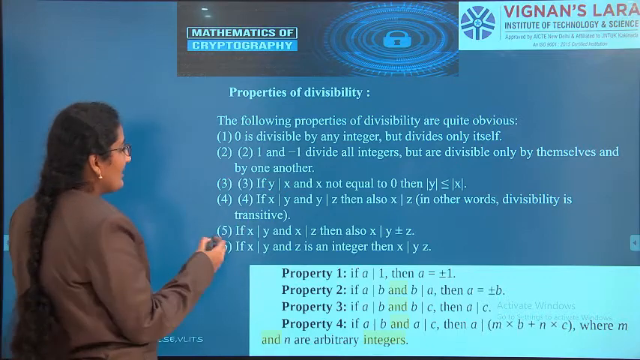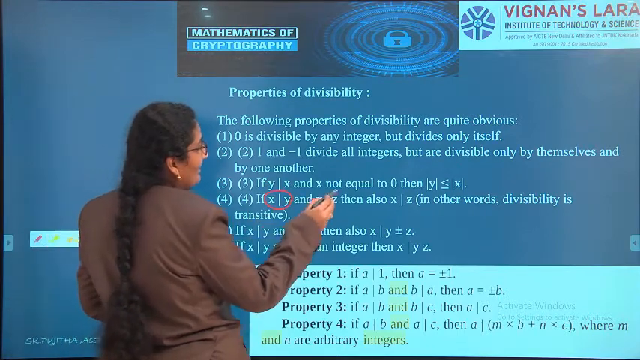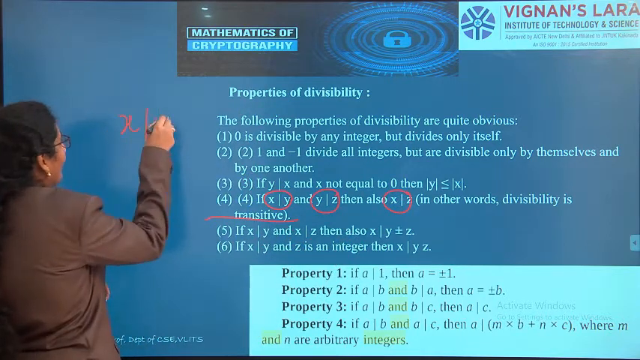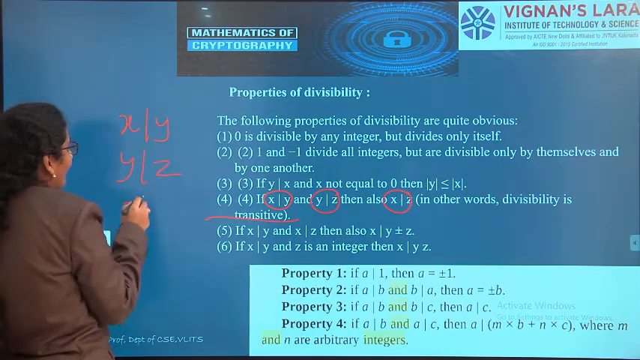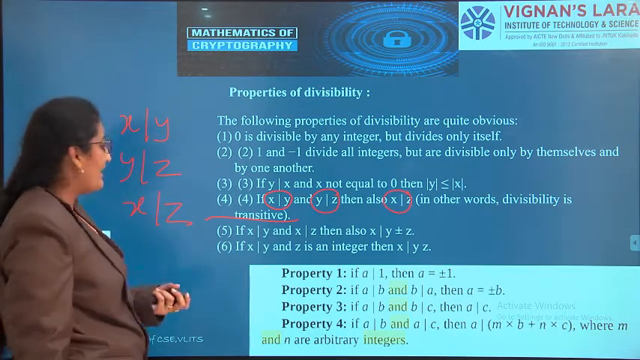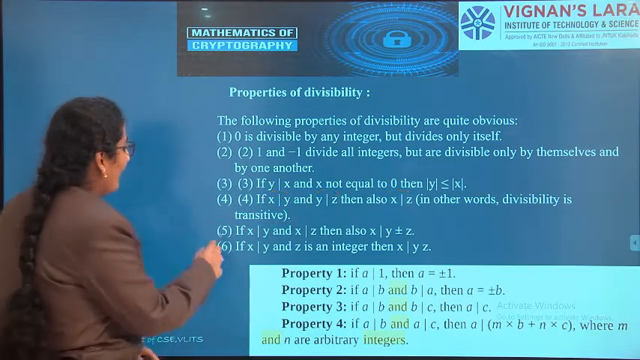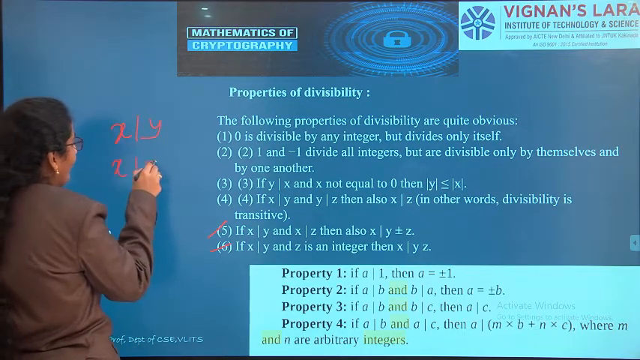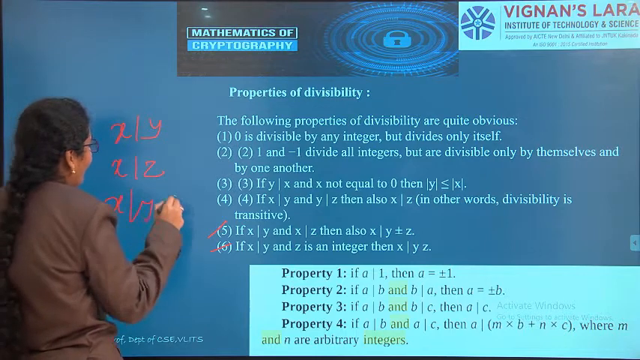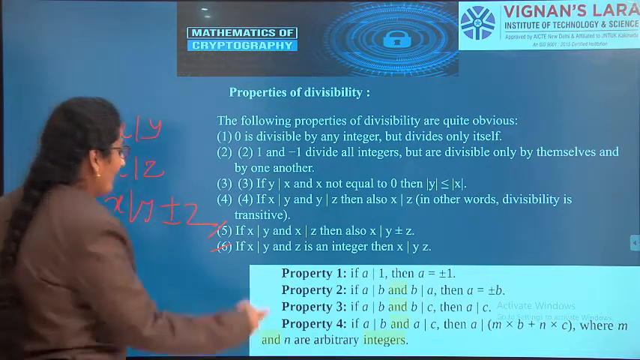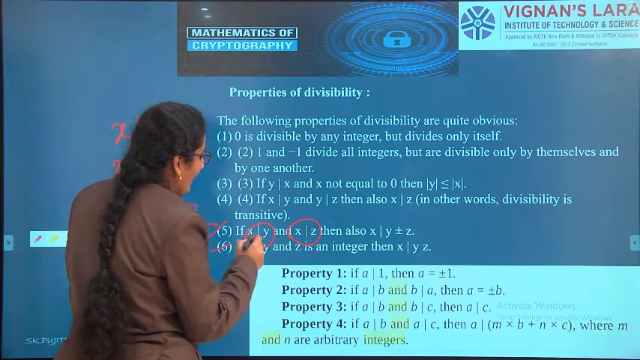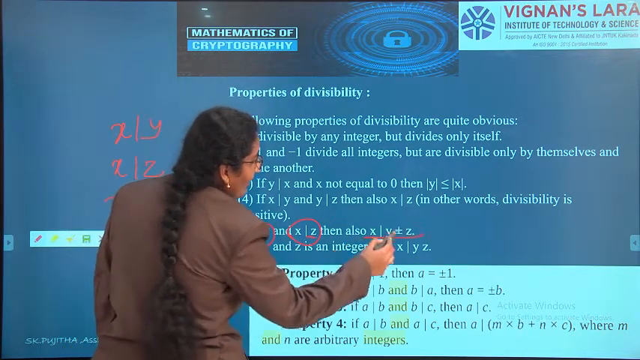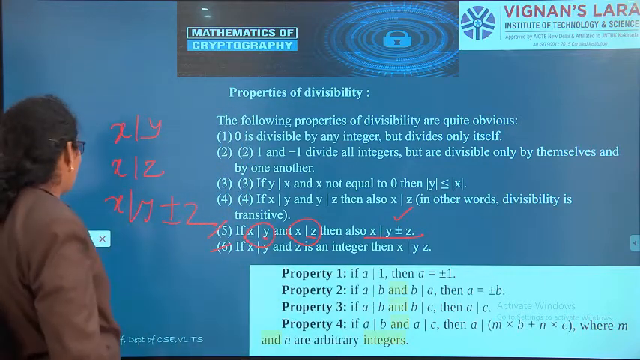What is the fourth division rule? If x mod y and y mod z, then x mod z. It is nothing but transitive. X mod y, y mod z, then x mod z. This rule is nothing but transitive, you already know. See 5 and 6. If x mod y and x mod z, then x mod y plus or minus z. See here, x mod y and x mod z also. Nothing but x can perform mod operation with y and z. So what they are doing? X mod plus or minus y plus z.